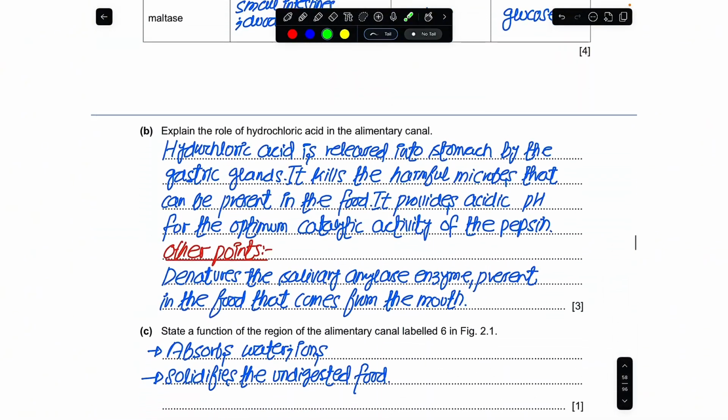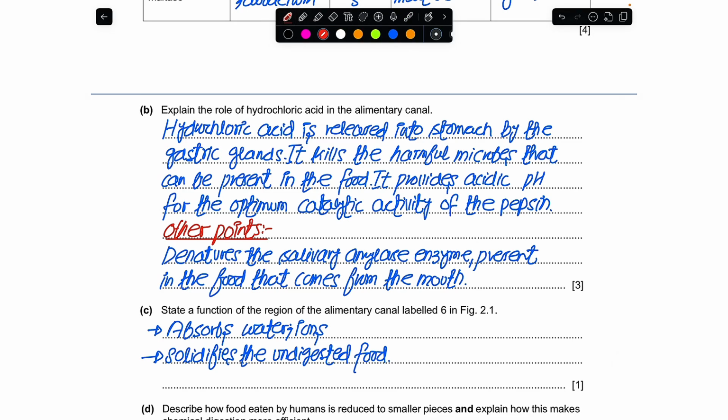Moving onward, for part B, they want us to tell the role of the hydrochloric acid in the alimentary canal. We know that this hydrochloric acid is released into the stomach, and the glands that release it are the gastric glands. The role of the hydrochloric acid is that if there are some harmful microbes in our food, it would kill them. The pepsin enzyme that works in the stomach requires an acidic pH for optimum catalytic activity. This acidic pH is again provided by the hydrochloric acid. So here 3 points we are done with.